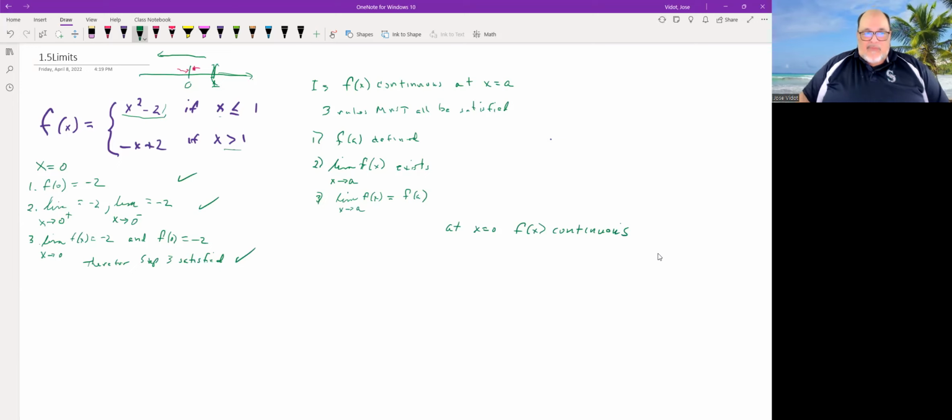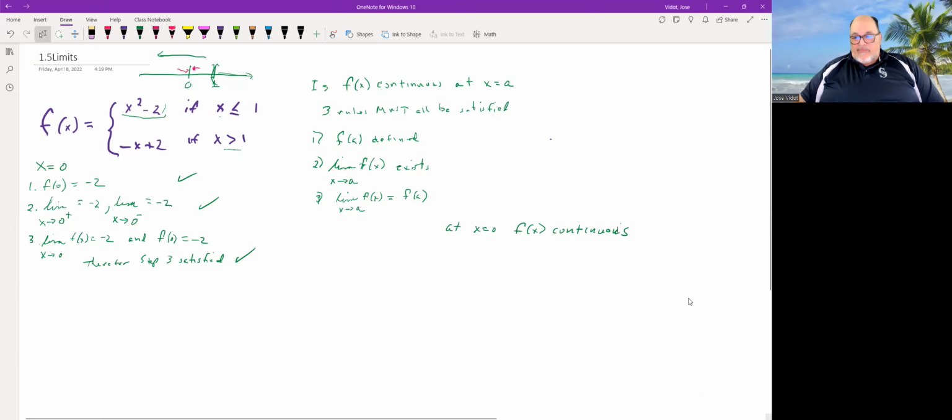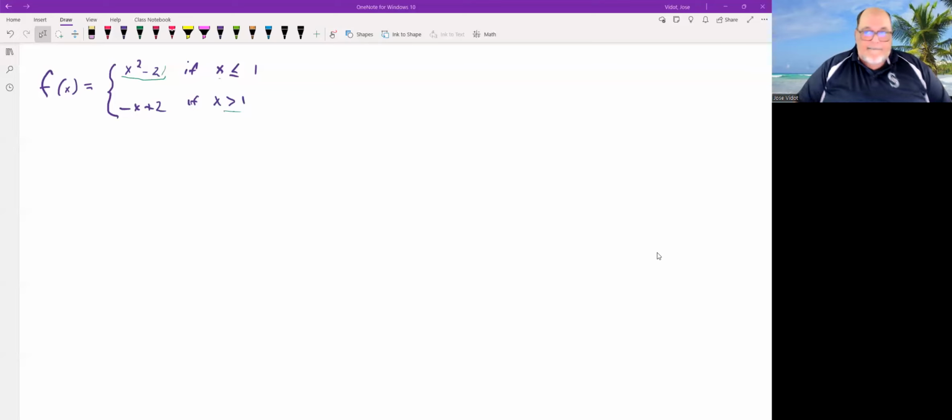All right, so we're going to repeat that process for x equal 1 and x equal 2. So let's see that. Okay, so now let's take a look at x equal 1. Okay, the first criteria, right? F of 1.